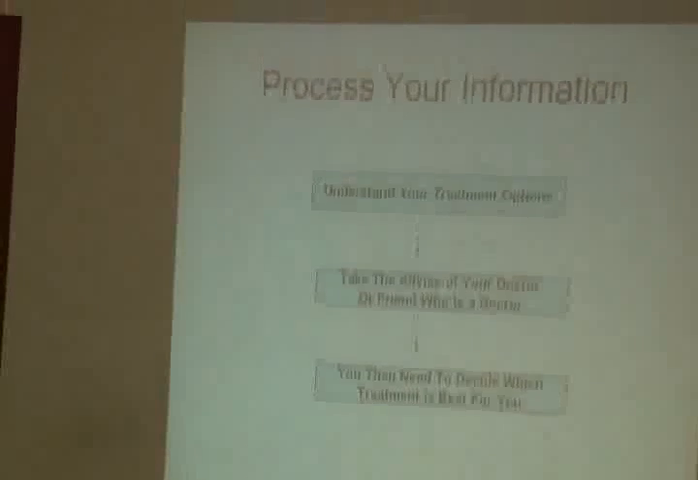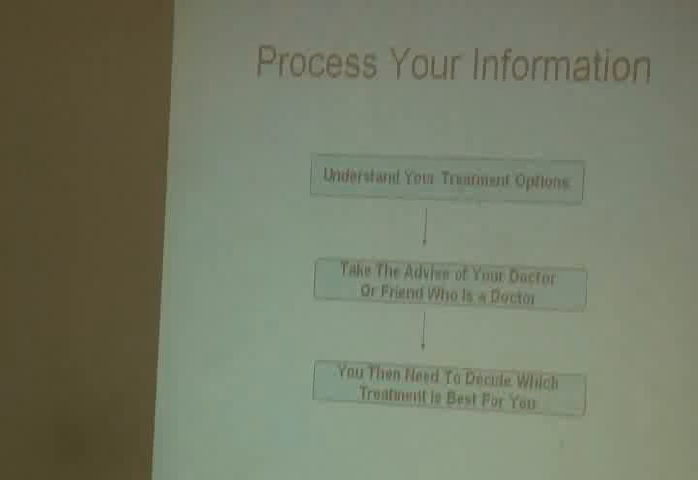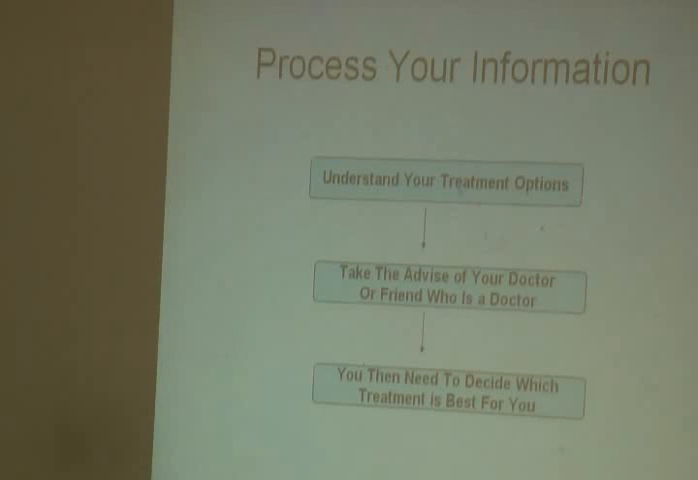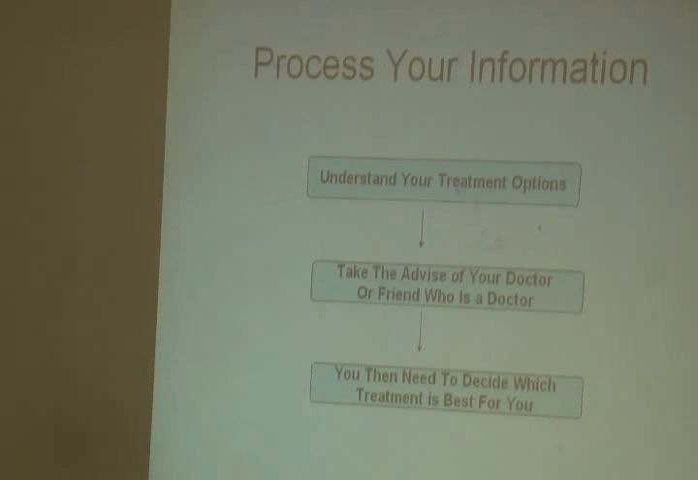So how do you process the information that you have gathered from the internet? Understand your treatment options first. Sometimes you have various options. So understand what are the options available to you. For example, in cardiac diseases, you'll have various options. Someone will say a stent, someone will say just an angioplasty will do, somebody will say, oh, go for bypass. So understand the options first which are available to you.